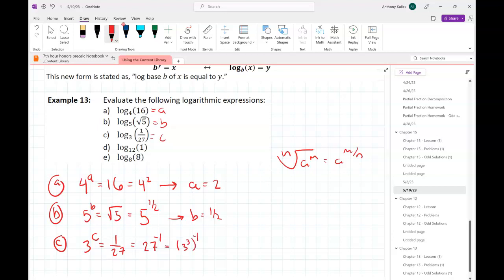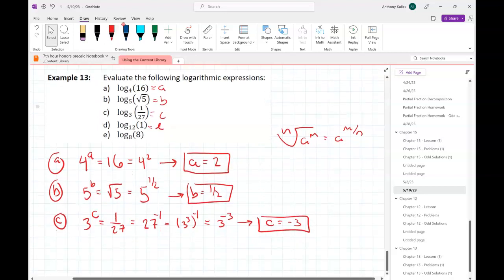So 27 to the negative 1 would be 3 cubed to the negative 1. And how do I simplify an exponent of an exponent? They multiply. Very good. So that gives me 3 to the negative 3. And that then tells me c is negative 3. Is that okay with everybody? Just reviewing some of these exponent rules as we go.